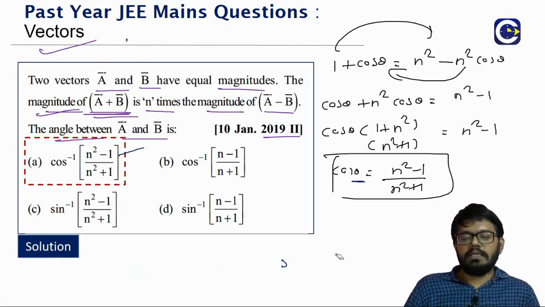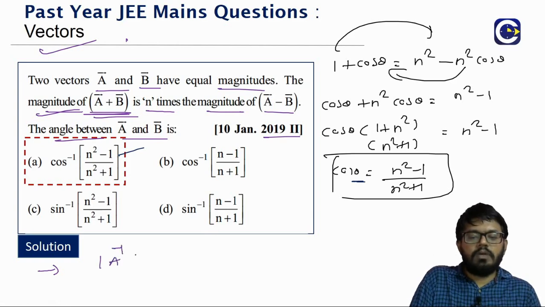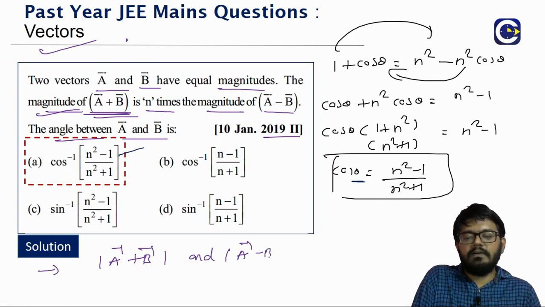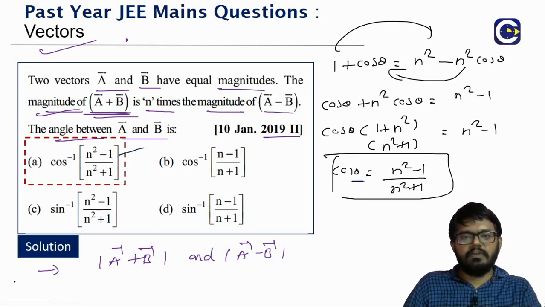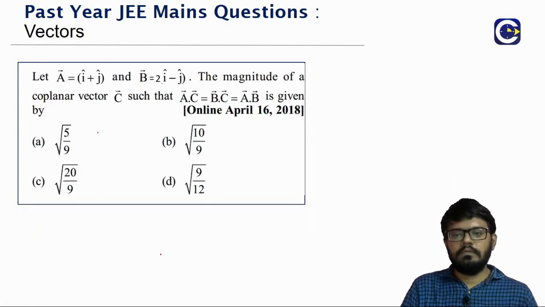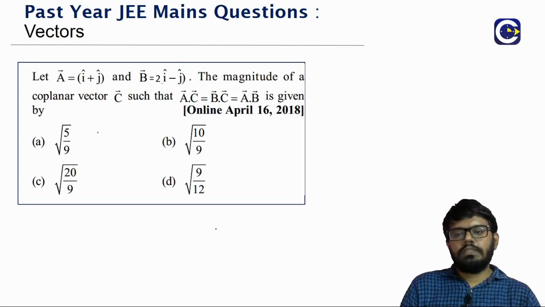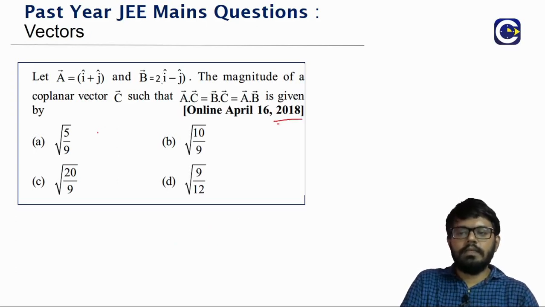So in this question, what are the concepts involved? Only one concept. What is it? The formula of mod A plus B and mod A minus B. Just the relation, right? So what is the question all about? The relation between mod A plus B and mod A minus B. When we conclude, we are able to get the angle between the two vectors. Look at the next question. This is a question that came in 2018.